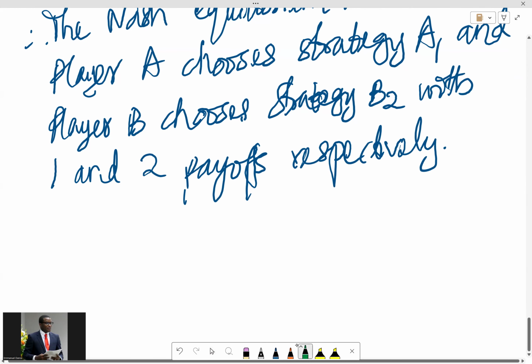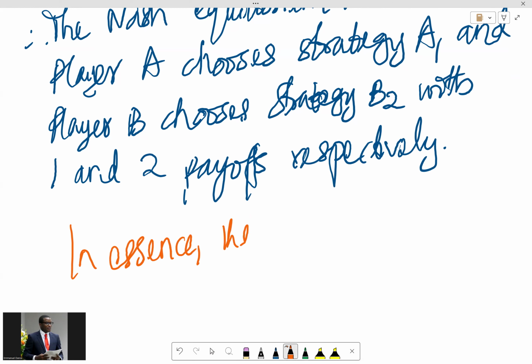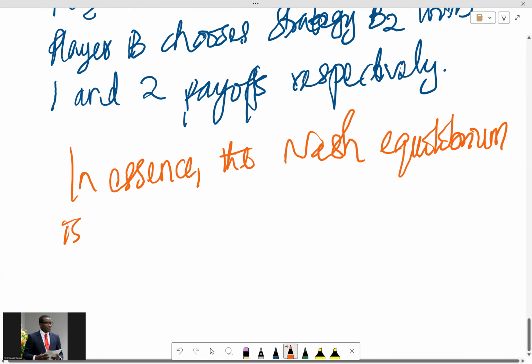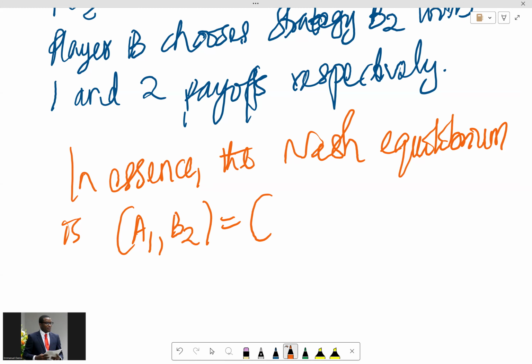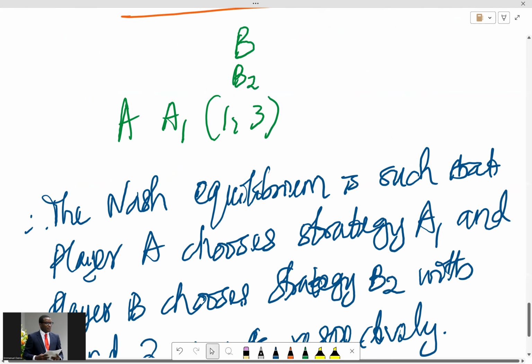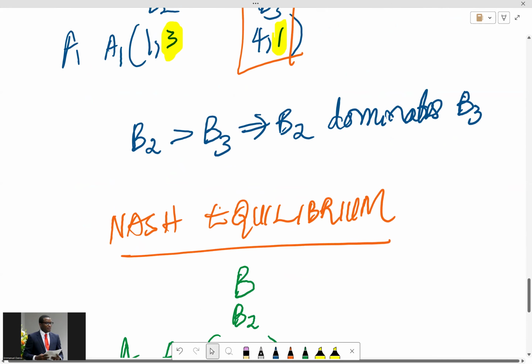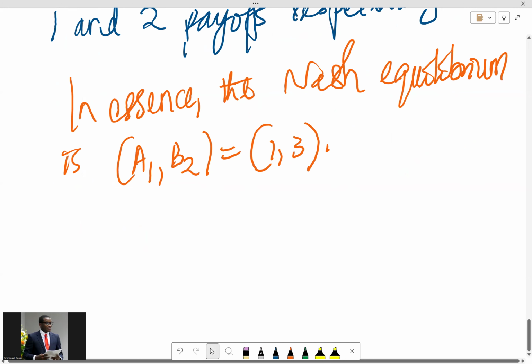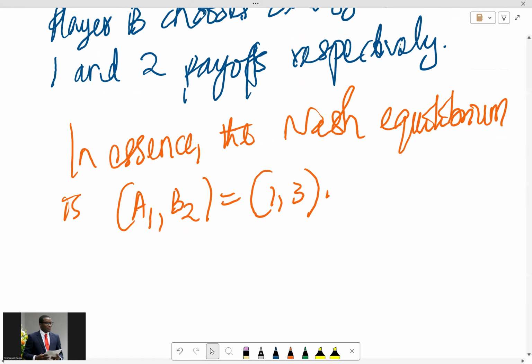So in essence, the Nash equilibrium is A1 comma B2, and that is equal to 1 comma 3. So that is the dominance solvable sequential game. So we have arrived at the Nash equilibrium going step by step like that.